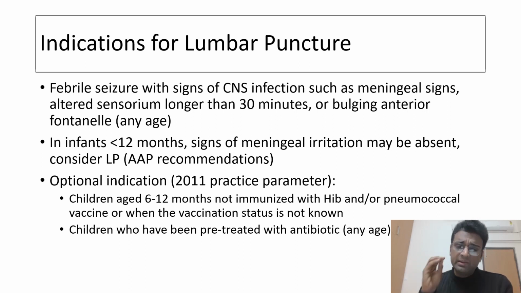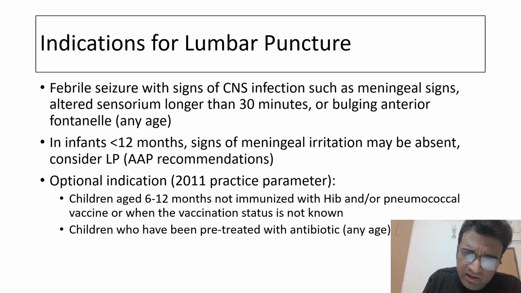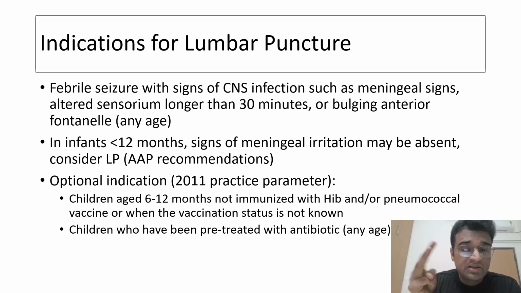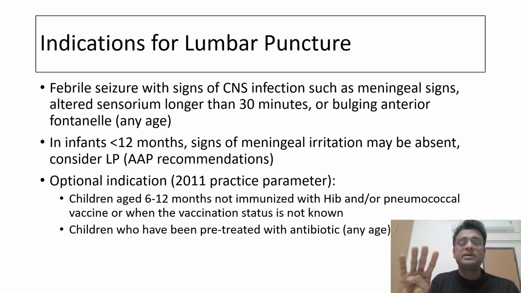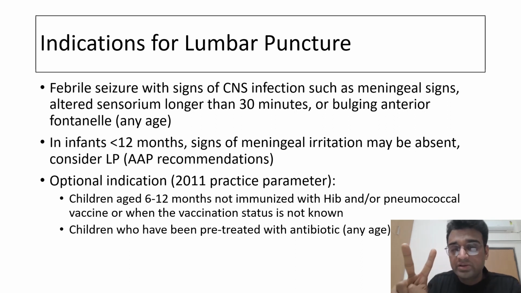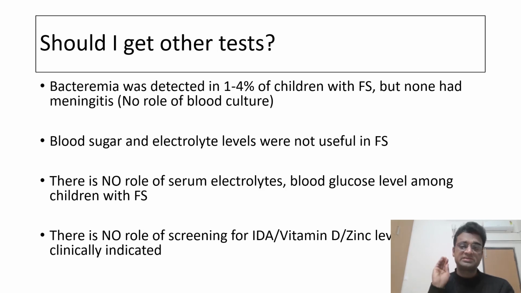Okay, so the LP needs to be done if there are very clear-cut meningeal signs, number one. Number two, in infants, because meningeal signs are not going to be seen. Number three, 6 months to 12 months when vaccination status is not known. Number four, any child who has been pre-treated with an antibiotic. Out of this, the first two are mandatory indications. The second two are optional indications. So these are four indications for performing lumbar puncture in febrile seizure.